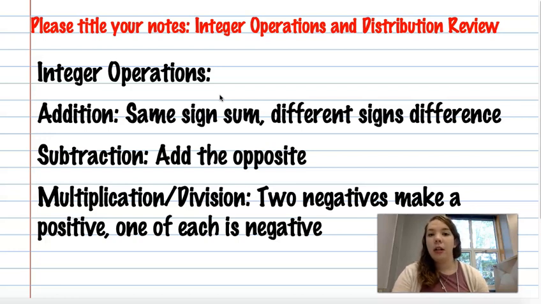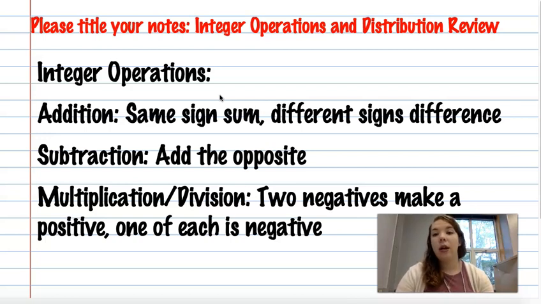So this is integer operations. This section of notes, integer operations and distribution review, just like the title says, should be a review for you. I do expect you to have seen this before and be pretty good at doing it. But if you're not, we're taking a couple days here to review because they're skills you're going to need for everything else we do. They're foundational skills. So, integers are positive and negative numbers. Operations are addition, subtraction, multiplication, division.